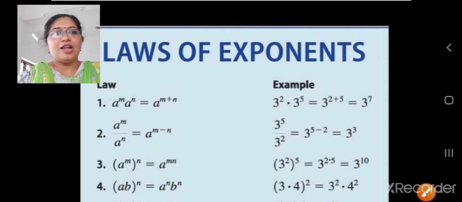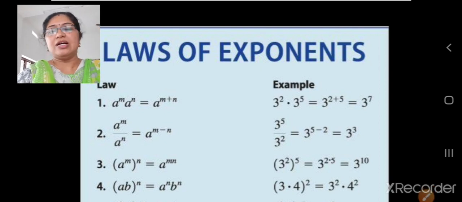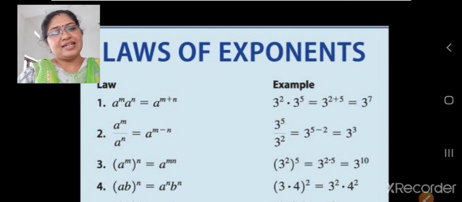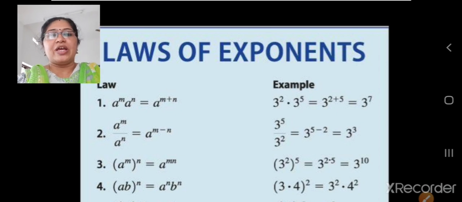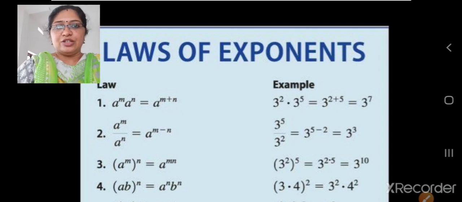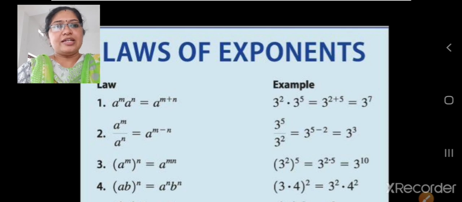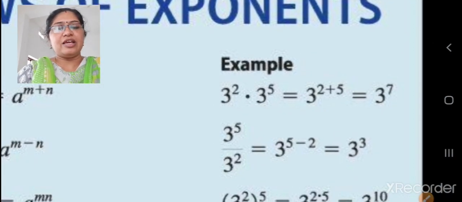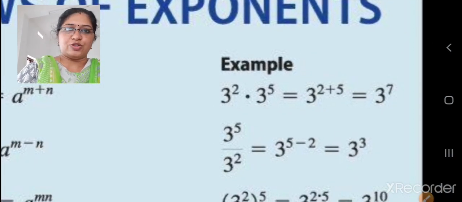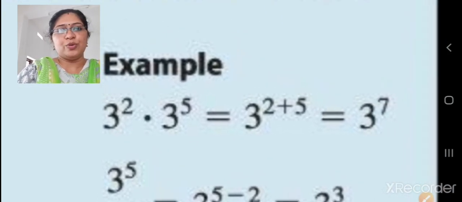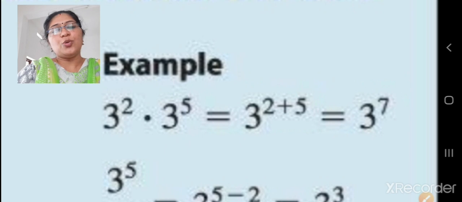Children, let us see laws of exponents. You have learned laws of exponents in class 7, so let us recall that. First law: a raised to m into a raised to n is equal to a raised to m plus n. Let us see an example, 3 raised to 2 into 3 raised to 5. What will you do? 3 raised to 2 plus 5, that is equal to 3 raised to 7.